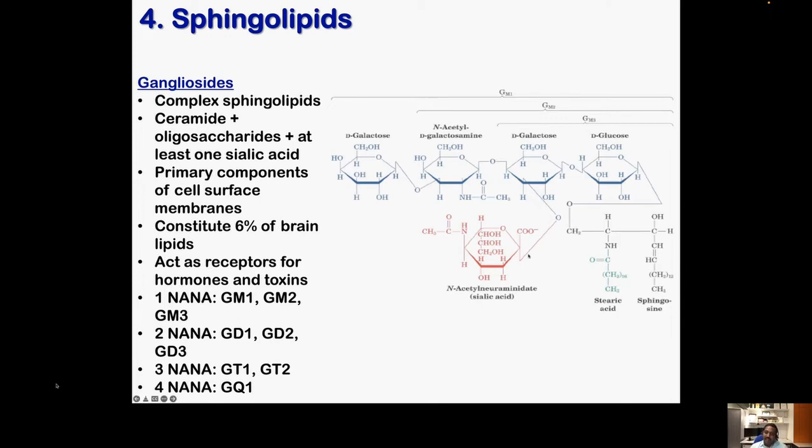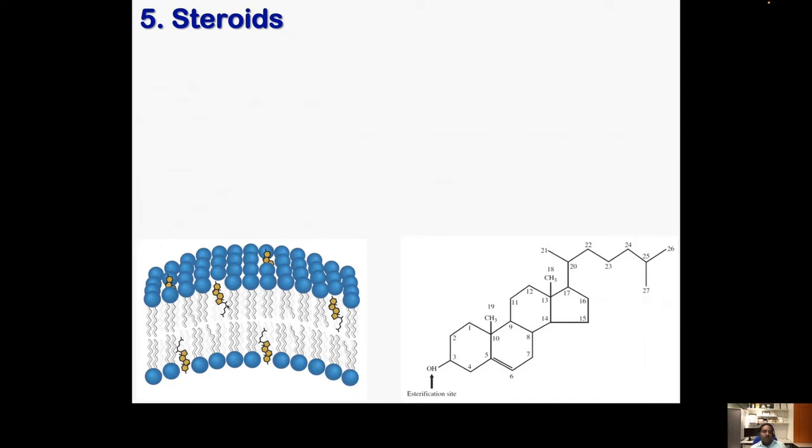Based on the number of N-acetylneuraminic acid or sialic acid molecules present in the gangliosides, the classification will vary, like mono, di, tri, and tetra, and based on the number of sugar molecules within each class as well. So what are gangliosides? They are complex sphingolipids, predominantly present in brain membranes, made up of ceramide plus oligosaccharides, which means a few sugar residues, plus at least one sialic acid. If the sialic acid is not there, then this can't be formed. Based on the number of sialic acids and the number of sugar molecules, the classification of these gangliosides will change. Okay, the next class of lipids are steroids.